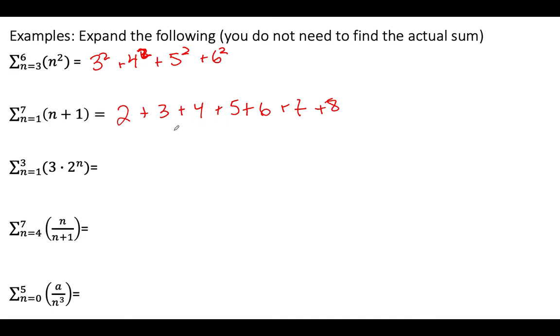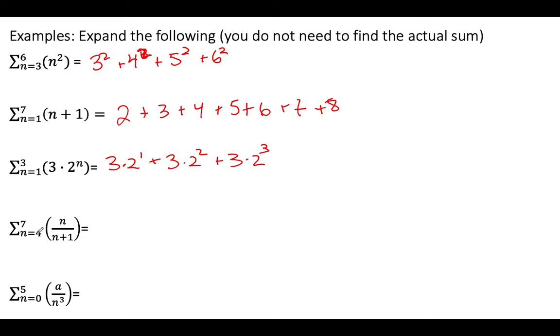For the third example, I'm starting at 1. I'm just adding the first 3 terms from 3 times 2 to the n. So that becomes 3 times 2 to the first plus 3 times 2 squared plus 3 times 2 to the third. And again, that's just the expansion of this.